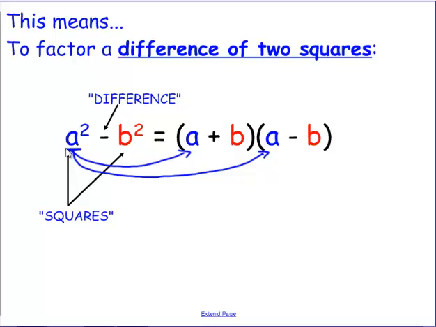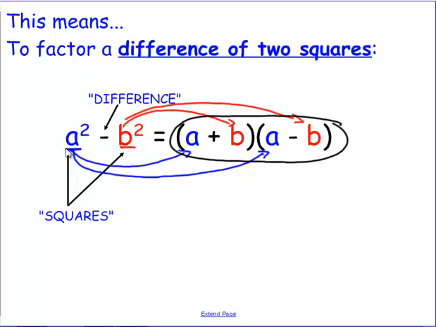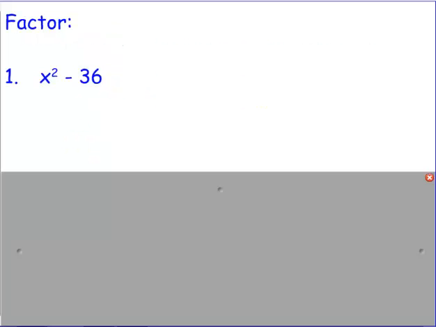Same idea with the second term. I want to identify that b. What would I square to get the second term? And whatever that is that I would square to get the second term will become the second term in each of my binomials here. And notice it'll just be a plus b times a minus b in factored form. When you're all done factoring, your answers are going to look like this in that same form of a plus b times a minus b. It'll make a little more sense when we look at some examples.